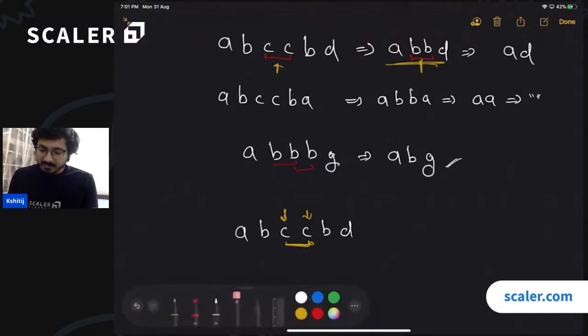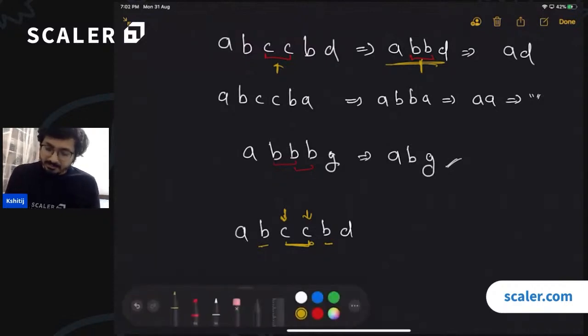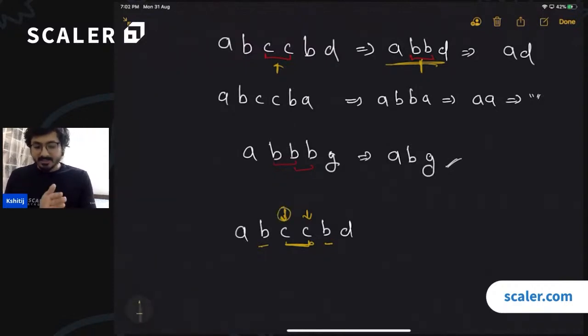But if you are removing this pair, there is a lot of chance that you will get another matching pair before and after these two C's, right? So if you get this pair, what you can do is you can maintain these pointers. What is the character that you need to check on the left side? On the left side, you need to check the character which occurred just before this pair. On the right side, you need to check the character that occurred just after this pair, right? So you can just maintain 2 pointers and you can check this thing.